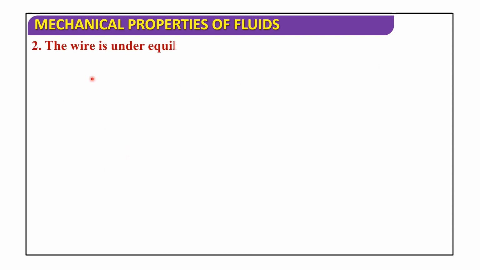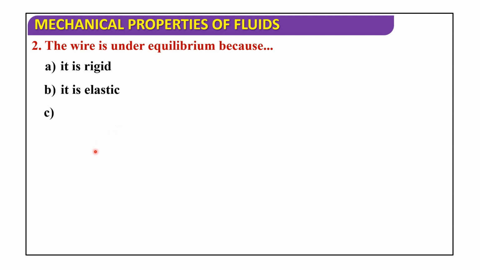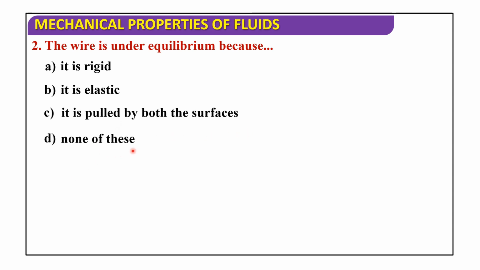Now the wire is in equilibrium because it is rigid, it is elastic, it is pulled by both the surfaces, or none of these. So the wire is in equilibrium because it is pulled by both the surfaces.